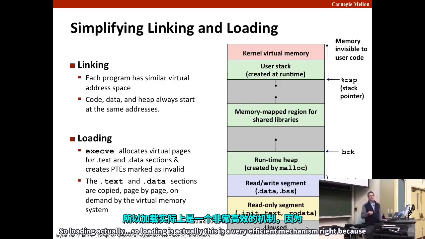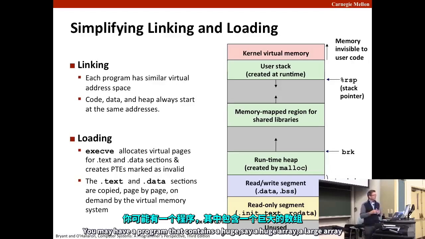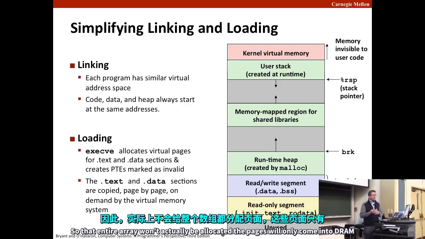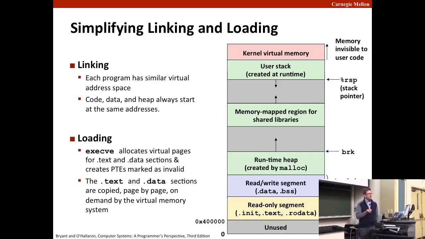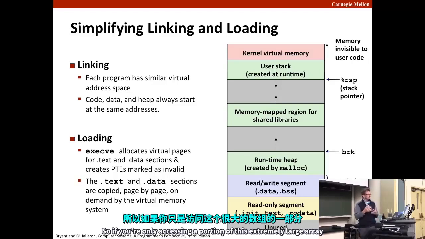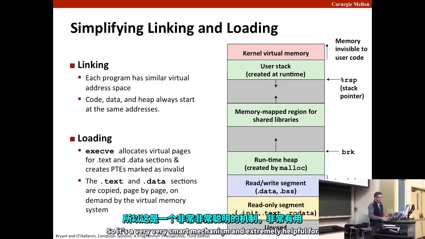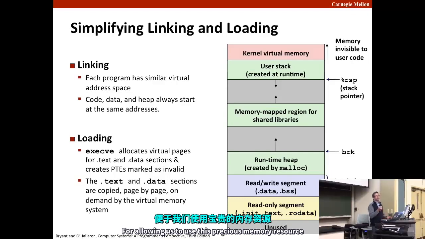So loading is actually a very efficient mechanism, right? Because you may have a program that contains a huge array, but you're only accessing a portion of that array. So that entire array won't actually be allocated. The pages will only come into DRAM when a word within that page is touched. So if you're only accessing a portion of this extremely large array, only the data that you access gets loaded and used. So it's a very, very smart mechanism and extremely helpful for allowing us to use this precious memory resource.